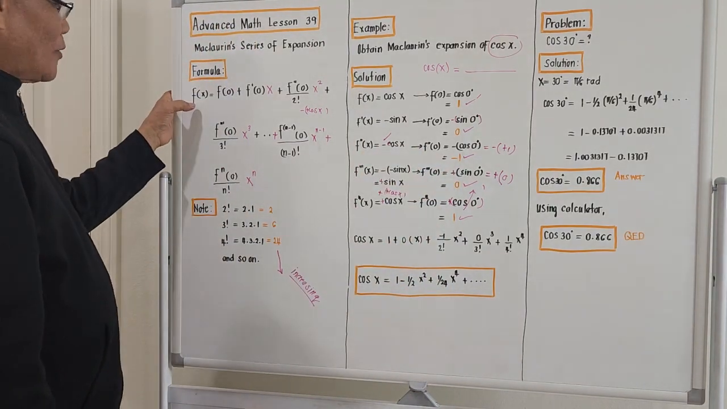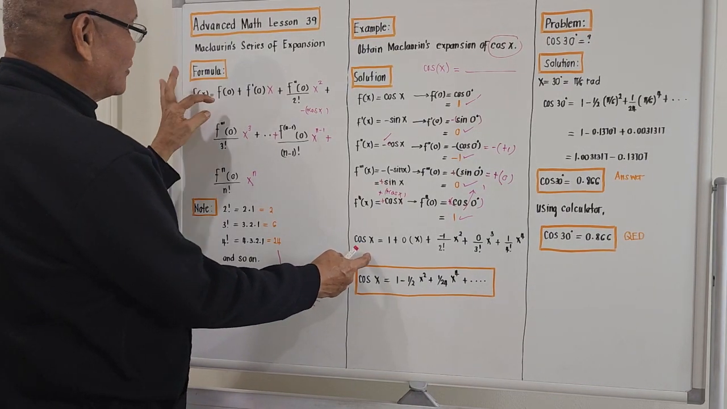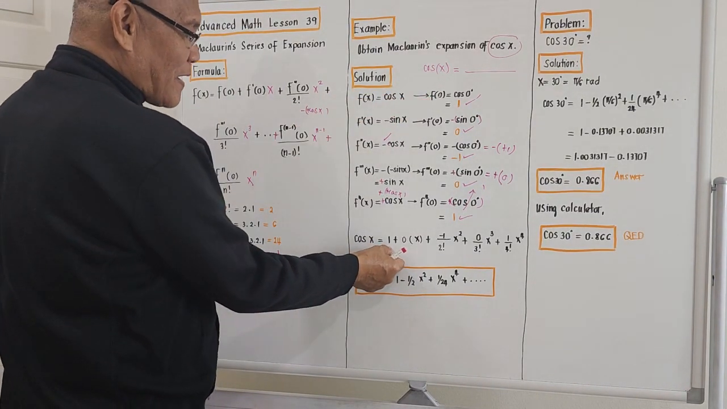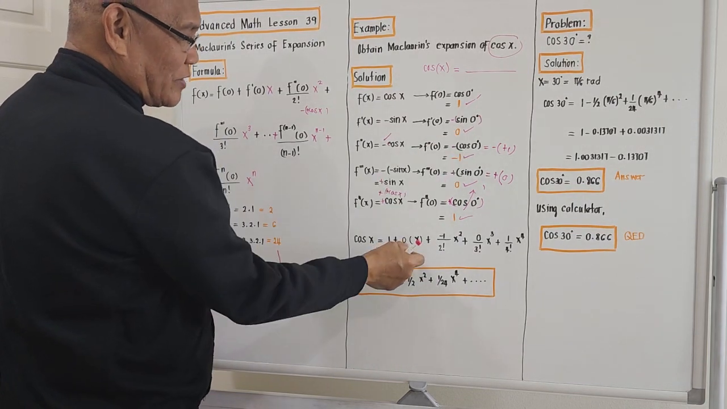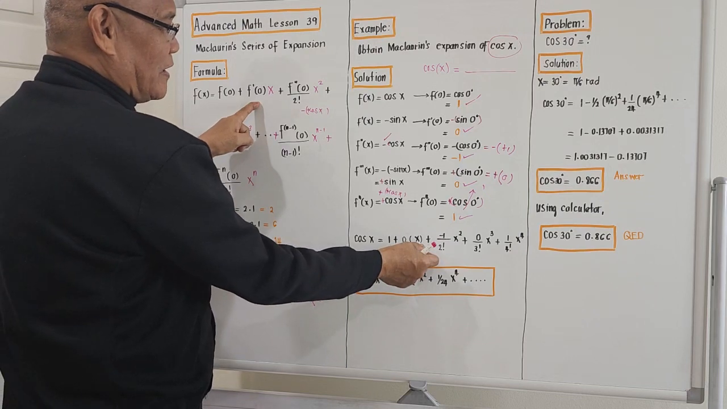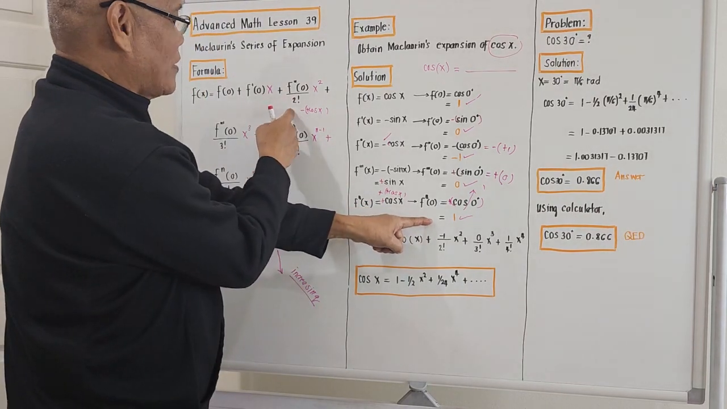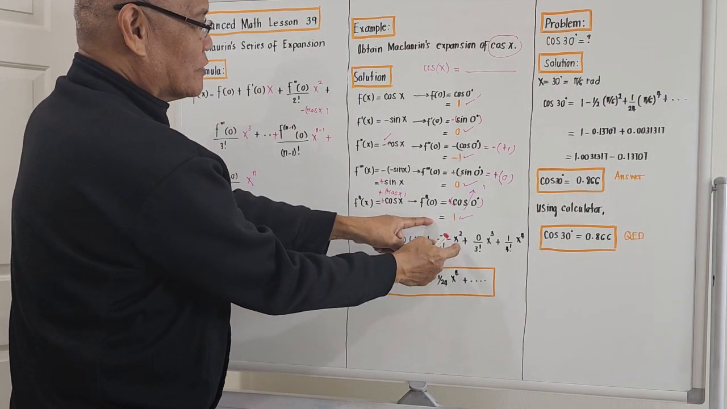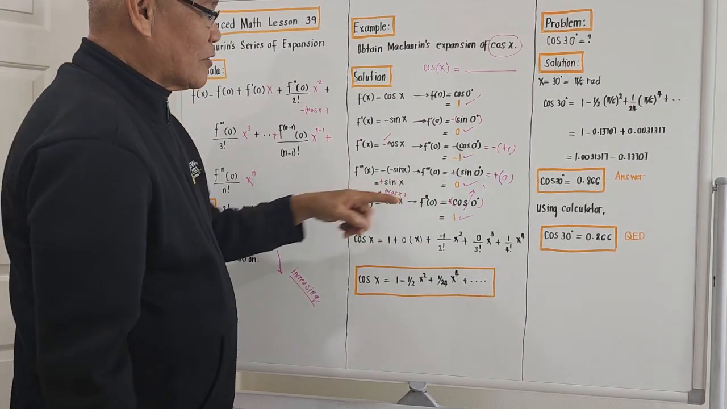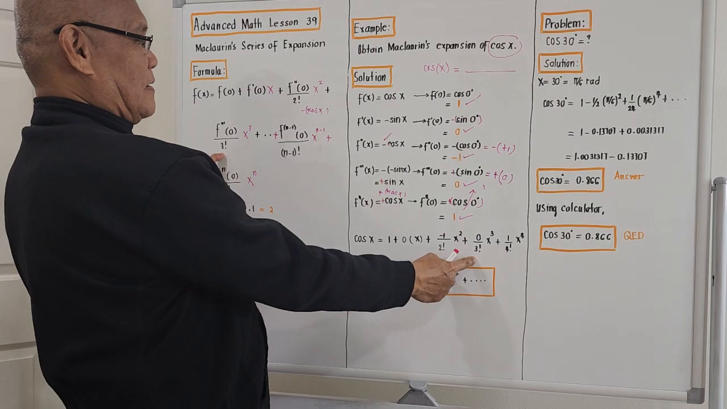So if we follow this, the function cosine of x should be equal to f of 0, which is actually 1. F prime of 0 is actually 0, so this is 0 times x. F double prime of 0 is actually negative 1, so this is negative 1 over 2 factorial times x squared. Plus f triple prime of 0 is actually 0, so this is 0 over 3 factorial times x cubed.